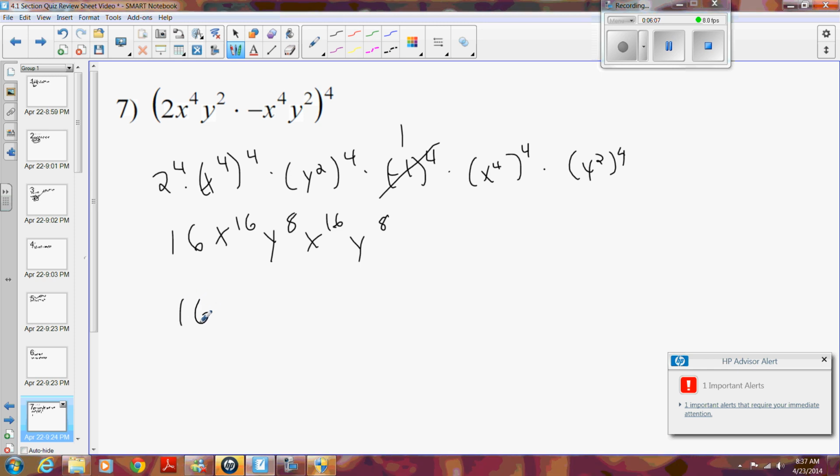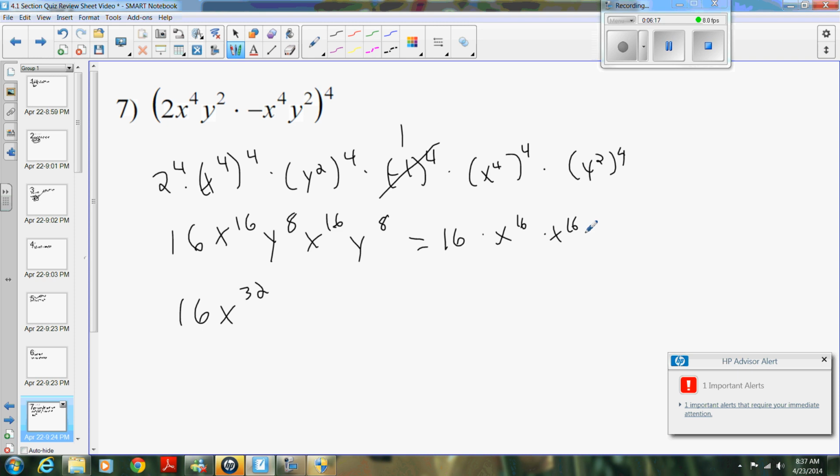This becomes 16x to the 32, 16 plus 16, because this is really when I reorganize this. These problems sort of end up turning into problems that look similar to each other, and this is really all of these products multiplied together. So I have my 16. This is just 16 plus 16, the product of powers. And then my y to the 8th and y to the 8th is y to the 16th.